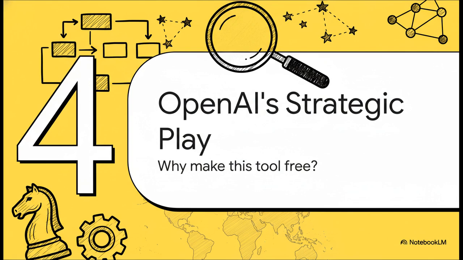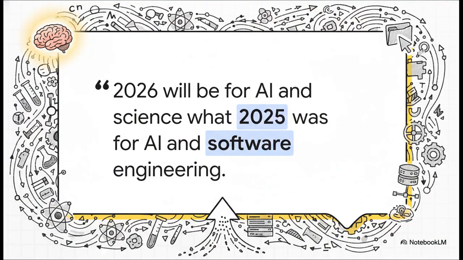Which, of course, leads to the big question: why on earth is OpenAI giving this away for free? Let's zoom out a bit and really dig into the strategy behind this move. And this quote from Kevin Weil, OpenAI's VP of Science, pretty much says it all. He said, "2026 will be for AI and science what 2025 was for AI and software engineering." Basically, they think Prism is going to do for science what tools like Copilot did for coding, spark a massive, massive revolution.